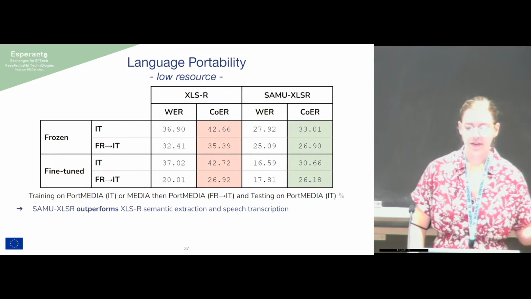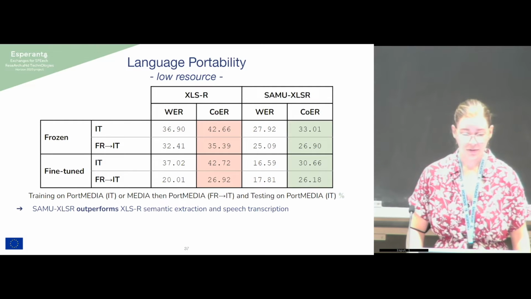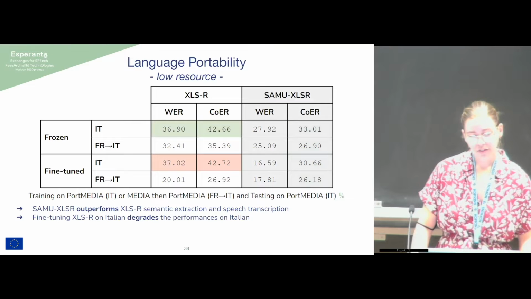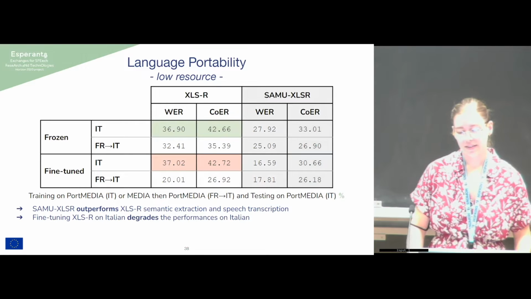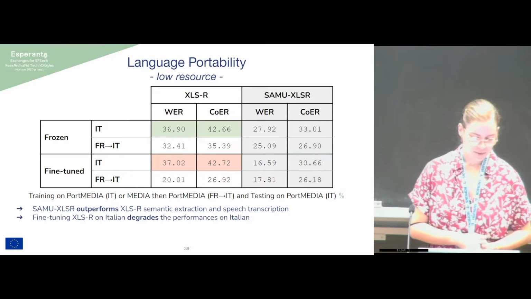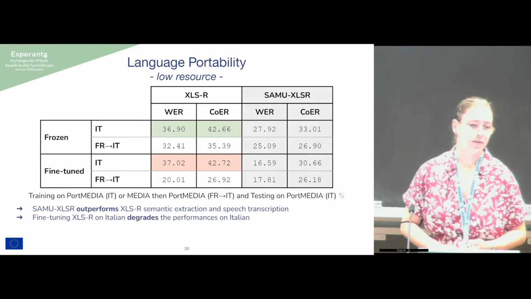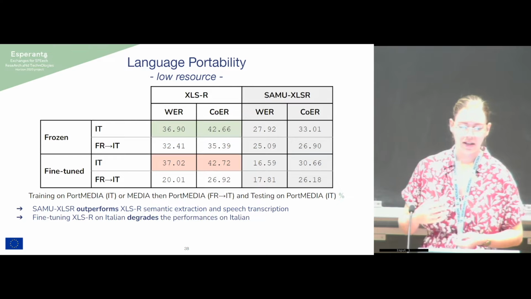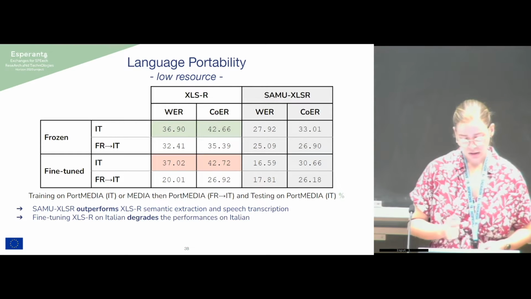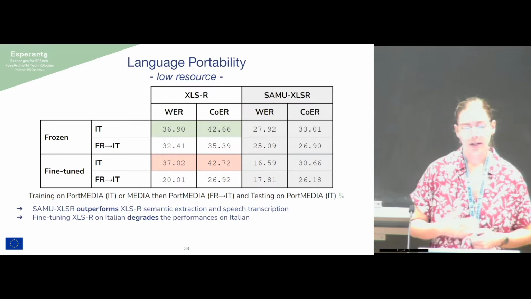So first, SAMU-XLSR outperforms XLS-R in semantic extraction and speech transcription, which is what we expected. Fine-tuning XLS-R on Italian degrades the performances on Italian, which can be because of the type of data, because it's phone calls and XLS-R was initially pre-trained on Common Voice. So it's also not the same domain. And we are minimizing the concept error rate and not some ASR task.